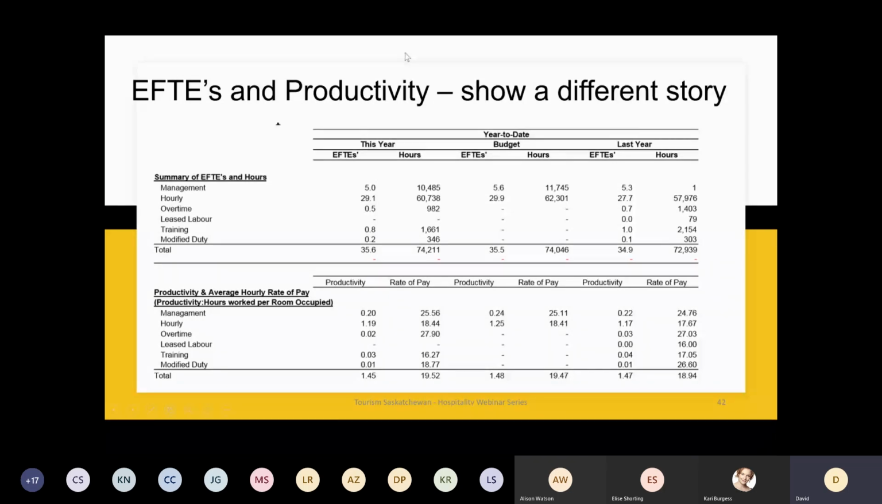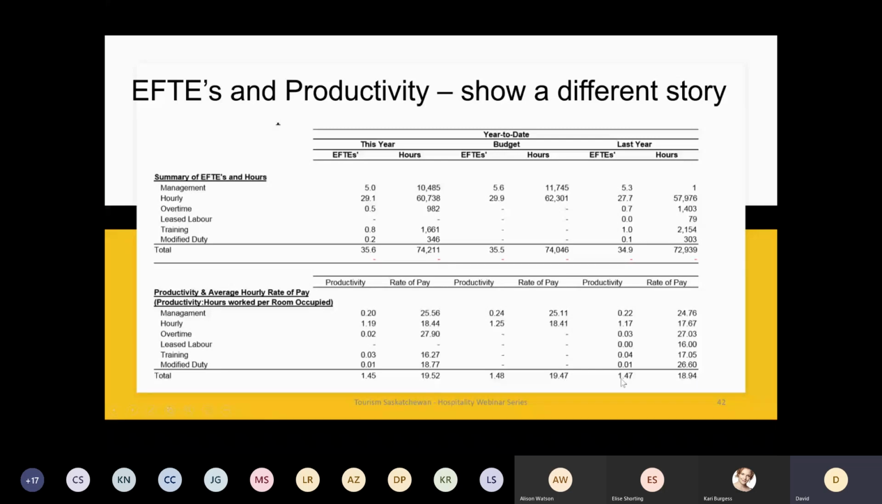Because when we look at the productivity, we can see the EFTEs are 35. The budget was 35. And last year we did 34.9. So it's not up very much. But guess what? I need to look at the measurement, my tachometer. This is my speedometer. This is my tachometer. And my productivity is actually 1.45 hours per room occupied compared to a budget of 1.48 and 1.47 last year. I can look at my average rates of pay, 1894, 1950, 1950.